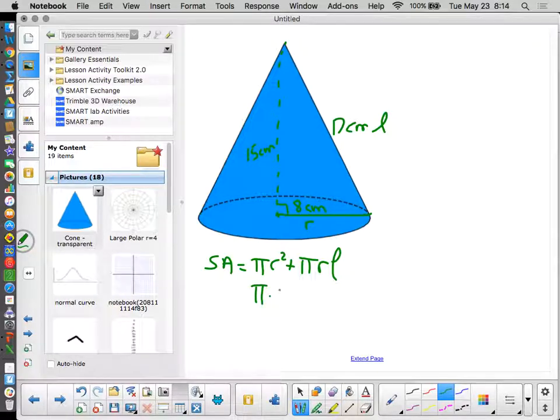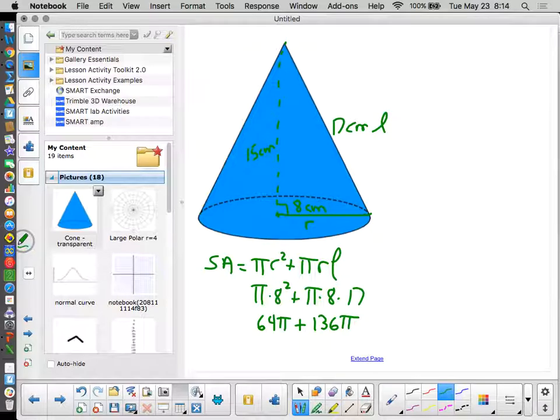So pi times 8 squared plus pi times 8 times 17. So that's 64 pi plus 8 times 17, that's 80 plus 56, 136. Was 17 centimeters given? Yes. If not, we'd use Pythagorean theorem to find it. Okay? If they didn't give it to us, it's a right triangle, Pythagorean theorem, right? So 8 times 17, I did this, 136, yes.